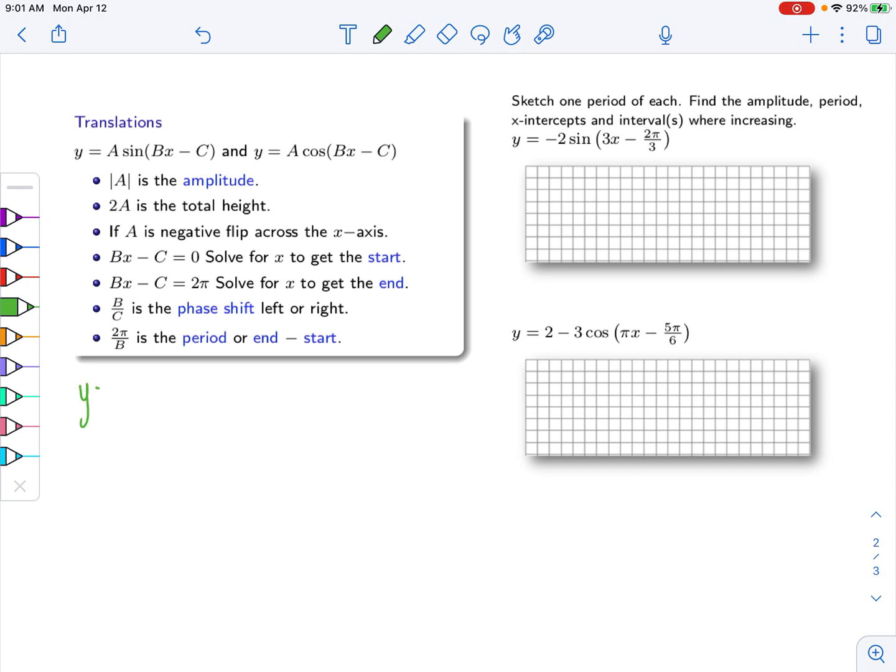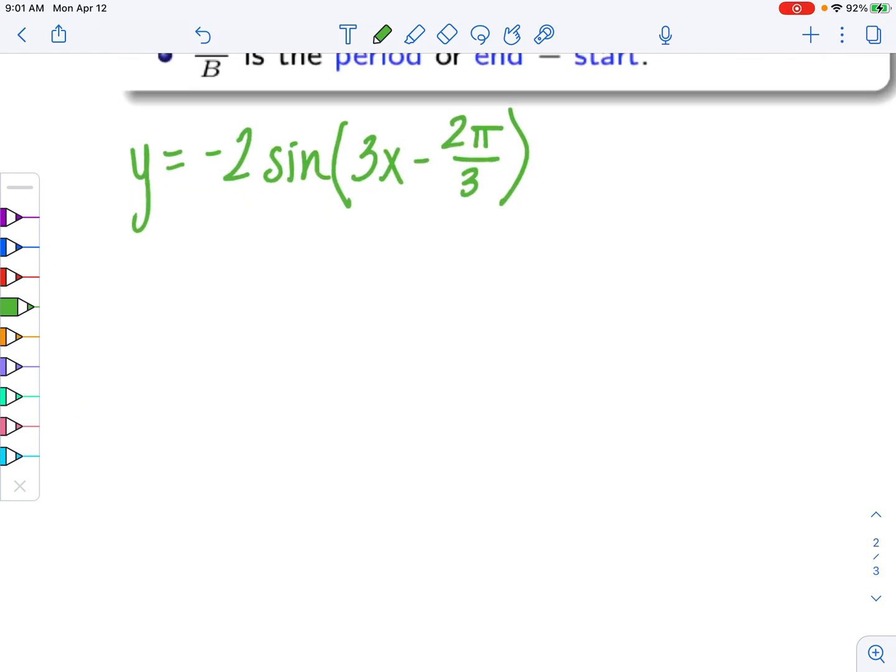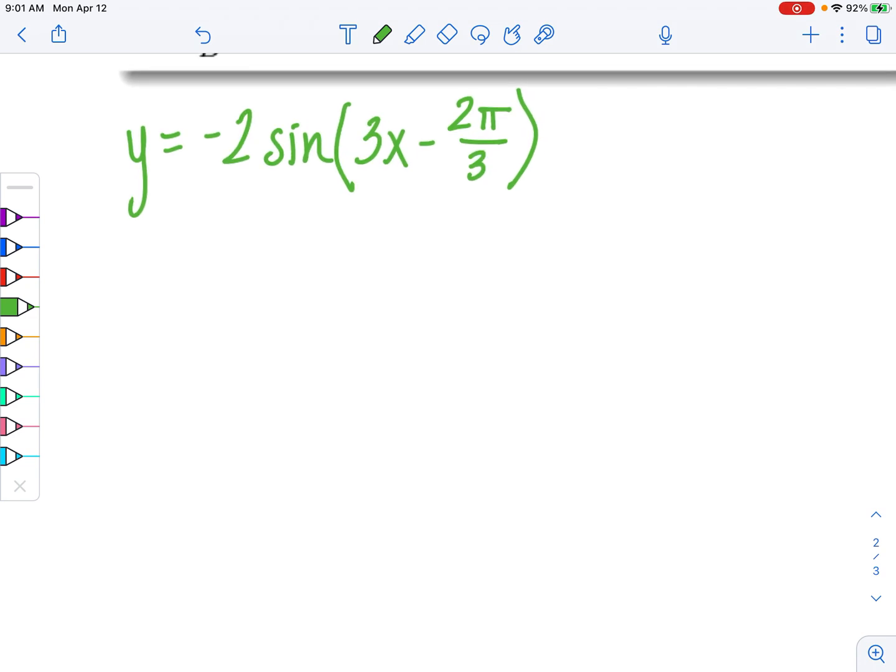The first example, y equals -2 sine (3x minus 2 pi over 3). We're going to find the amplitude, period, x-intercepts, and intervals where it's increasing this time. First thing I want to notice is that the amplitude is 2. So I'm going to stretch my graph by 2 in every y direction. It is negative, so that means the direction it's going to go is opposite of a normal sine function. It's going to start decreasing first.